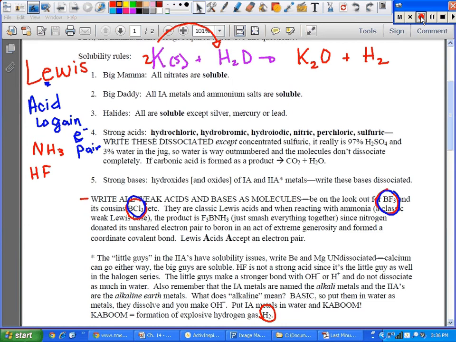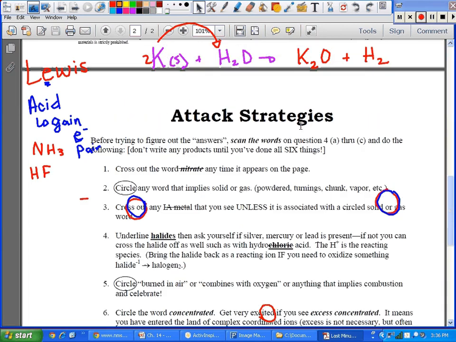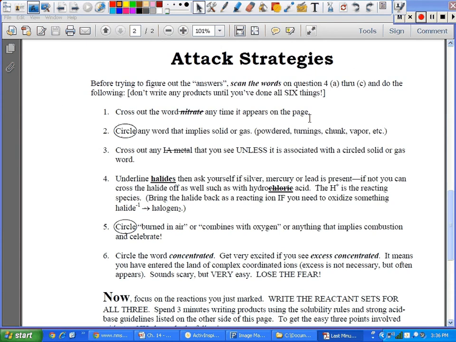All right, so turn this puppy over for the attack strategies. So turn it over. This is what should be on the back. Is it? Did I double it front and back? Yeah. Fantastic. Very good. So look to the right-hand side.